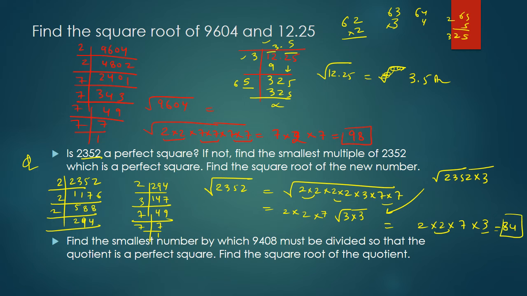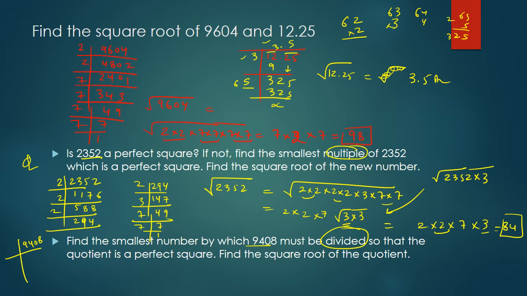Okay. Then the question may ask what should be multiplied. Similarly, a question can be asked: what should be divided with? Whatever is left unpaired, you have to divide it. Okay. Can you try it on your own? So if you have 9408 and you have to divide it with a number which is restricting it from being a perfect square.